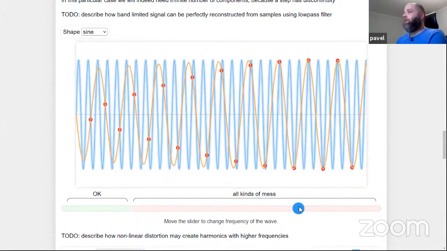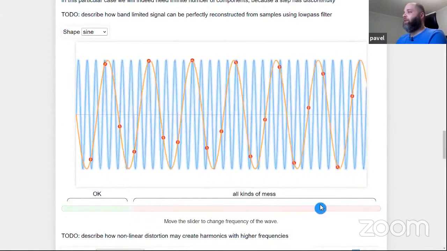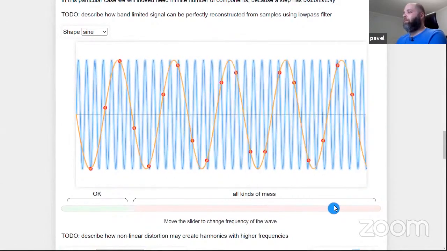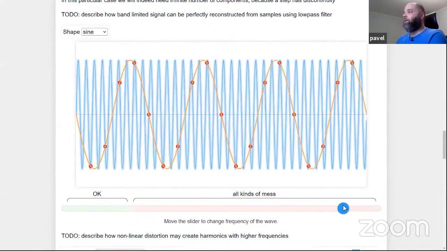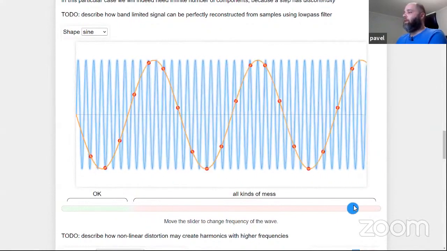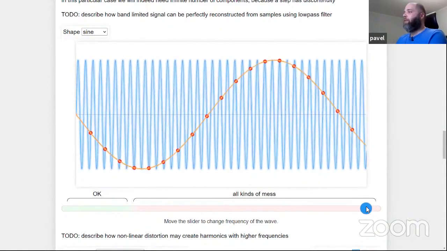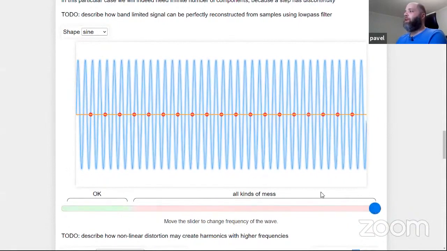And this happens infinitely as the initial frequency increases. The frequency of the reconstructed signal increases up to Nyquist frequency, then decreases down to 0, and then again increases up to Nyquist frequency, and so on and so forth.